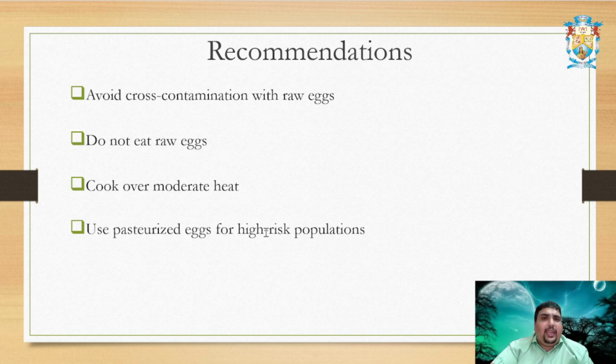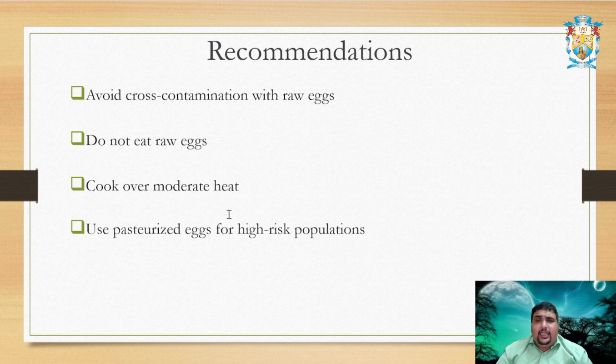Next, we go to recommendations. How to use an egg, how to keep good quality of an egg. First one is avoid cross contamination of raw eggs. Raw eggs are one product which will attract cross contamination very quickly and absorb the flavors of it. So always it should be kept away from cross contamination.